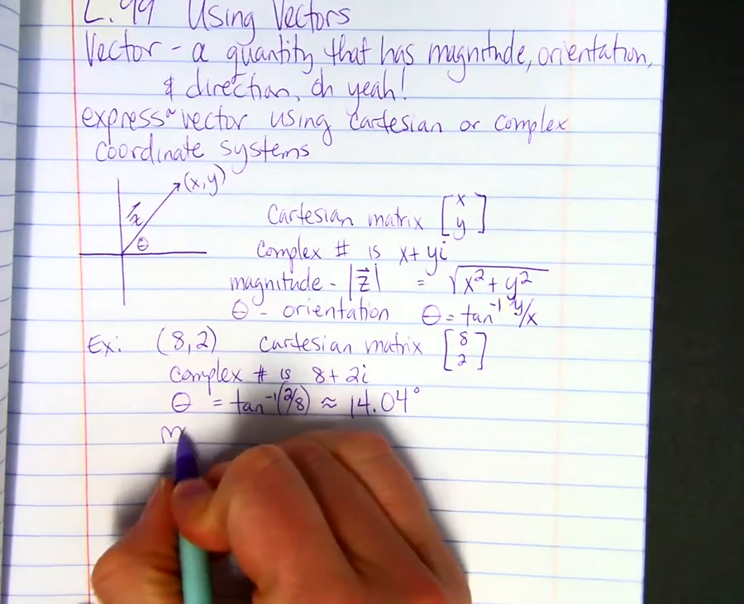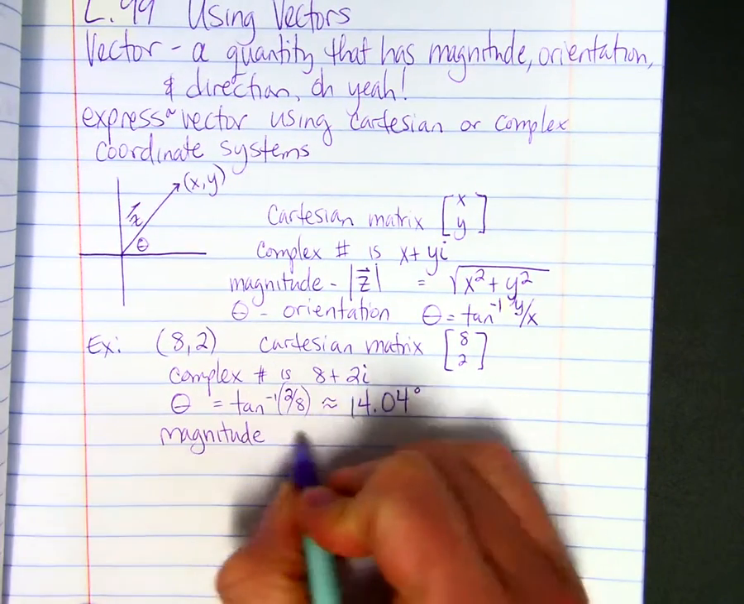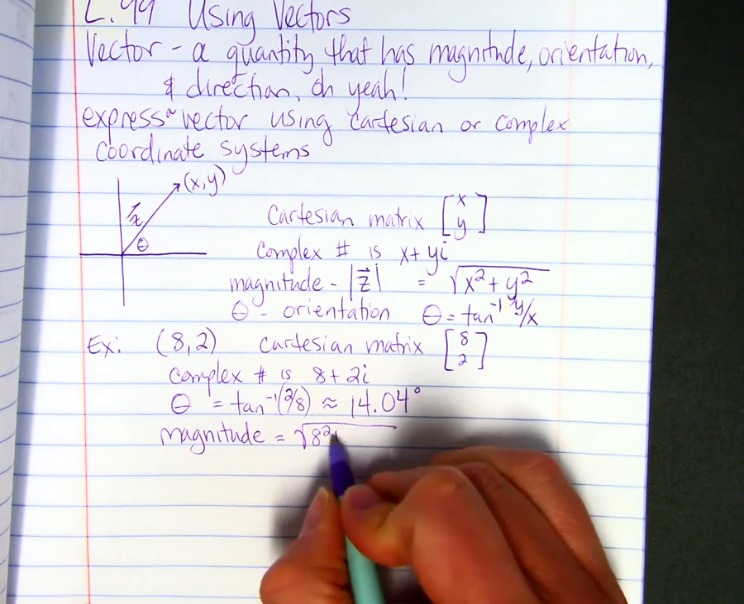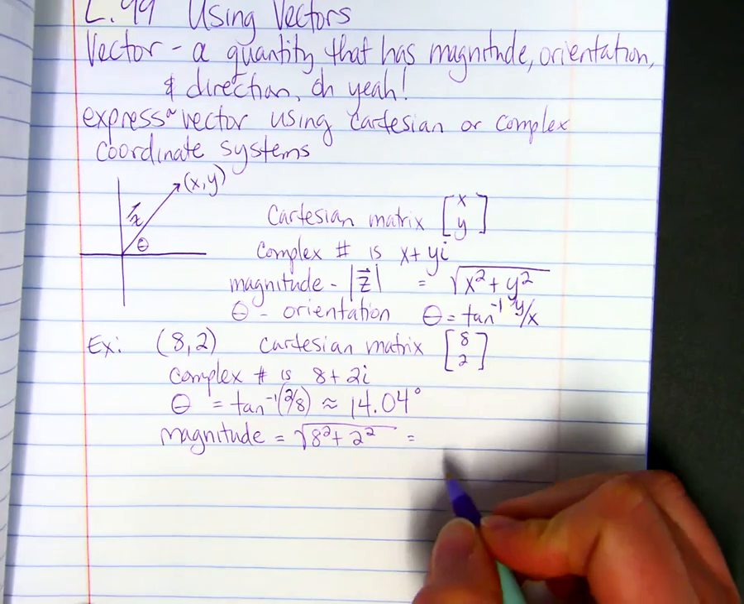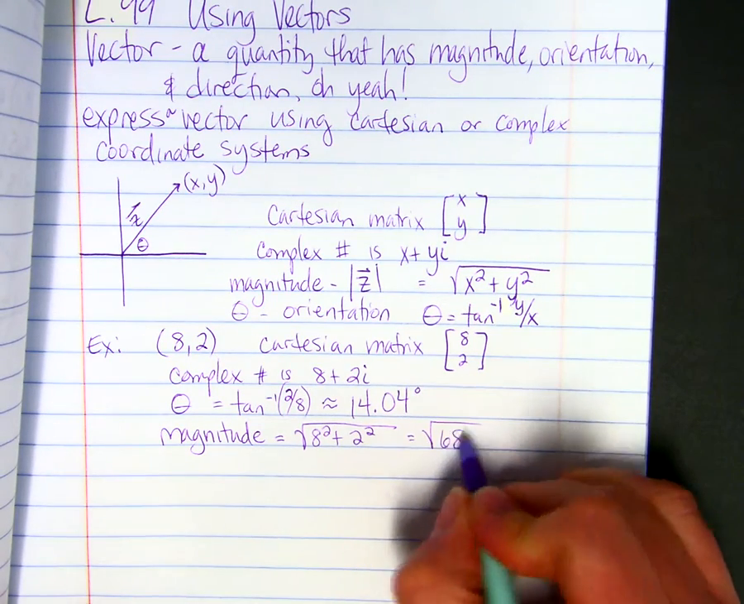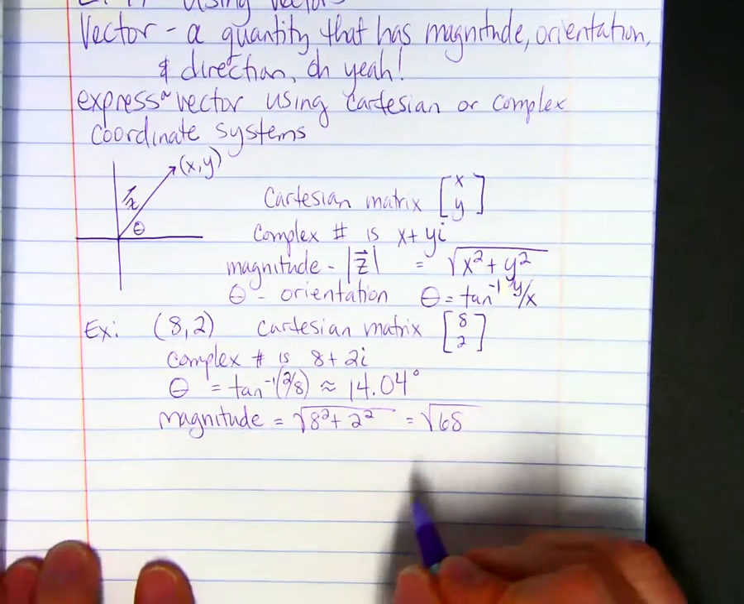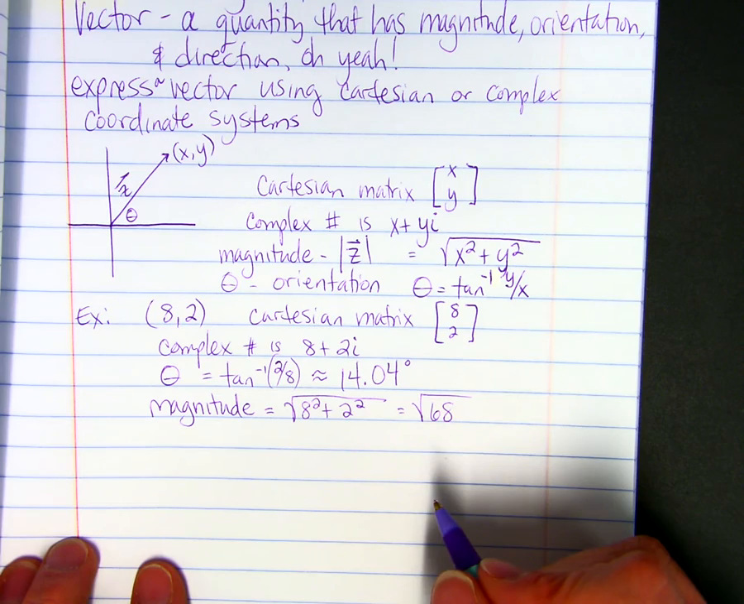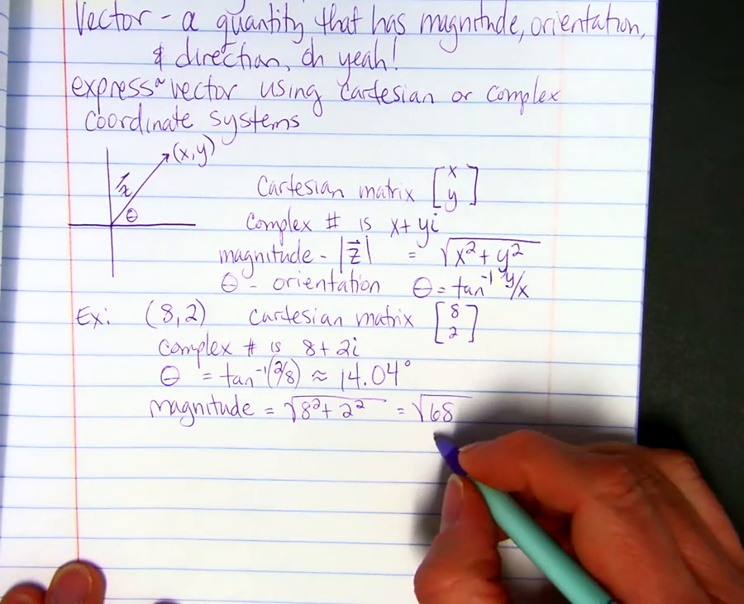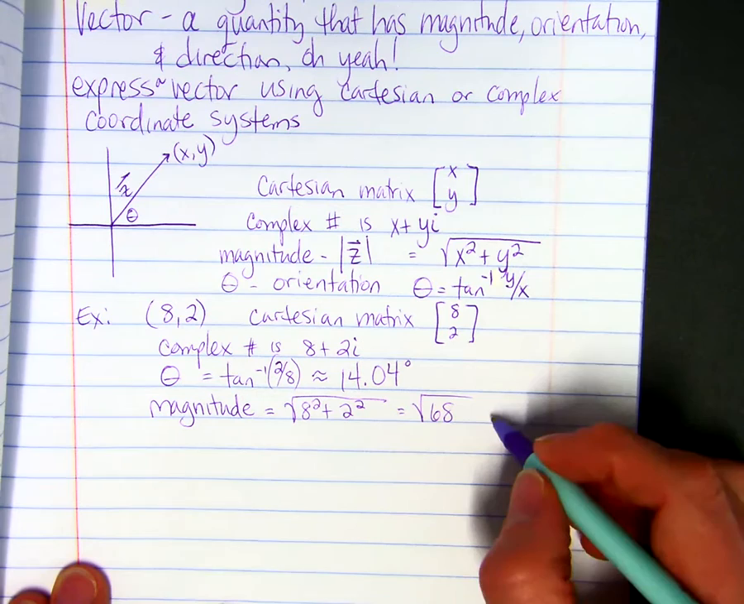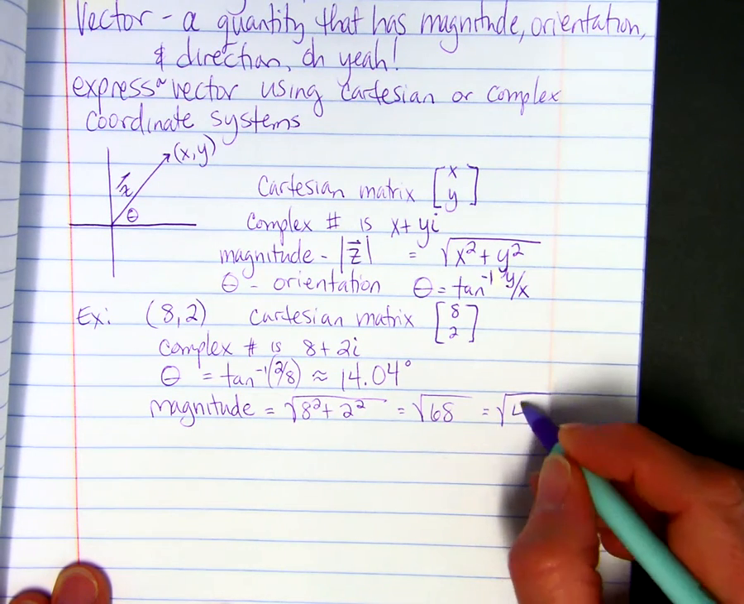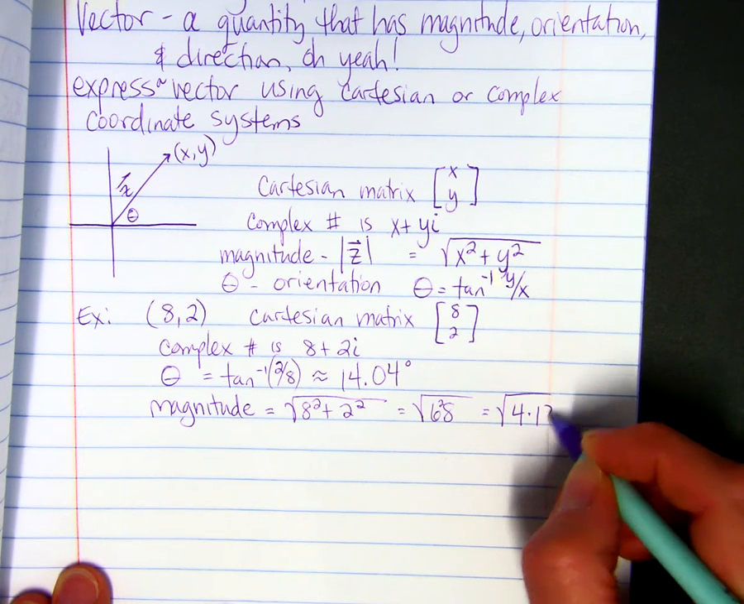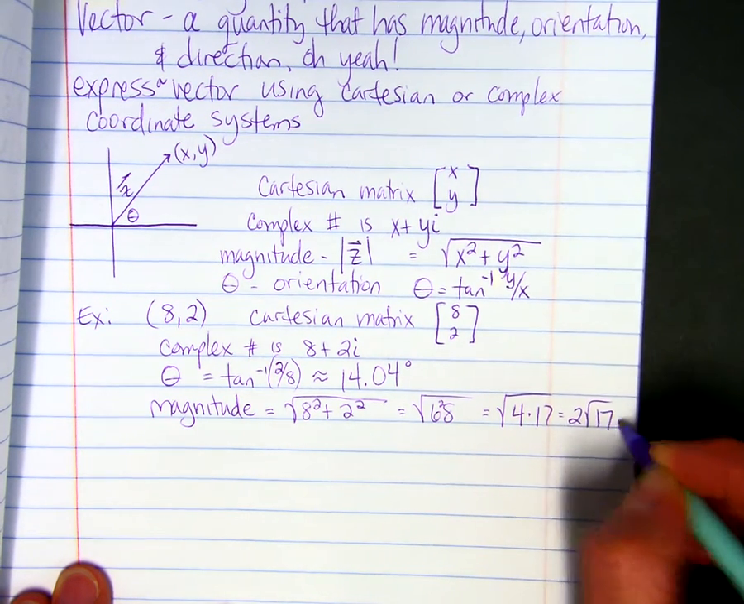And if we wanted to find the magnitude, it would be the square root of 8 squared plus 2 squared. Square root of 68, which is 4 root 7, maybe? No, 2 root 7? Let me see. Oh no, 2 root 17. There we go.